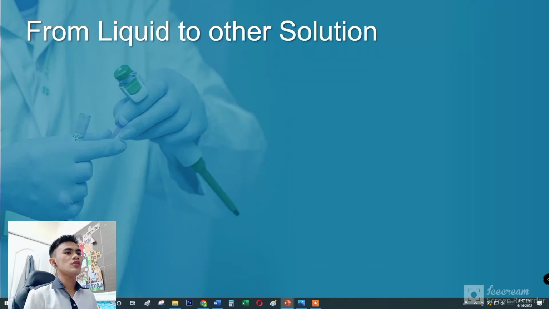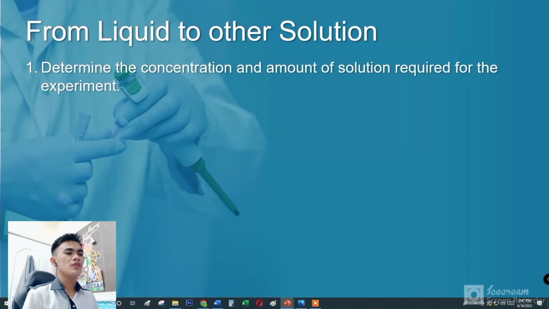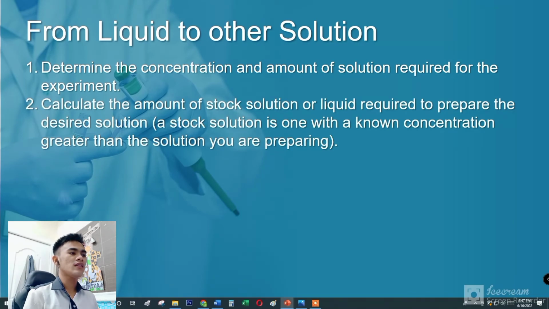Preparing the solution from liquid or other solution. So first step, you are going to determine the concentration and amount of solution required for the experiment. Next, calculate the amount of stock solution or liquid required to prepare the desired solution. A stock solution is one with a known concentration greater than the solution you are preparing.